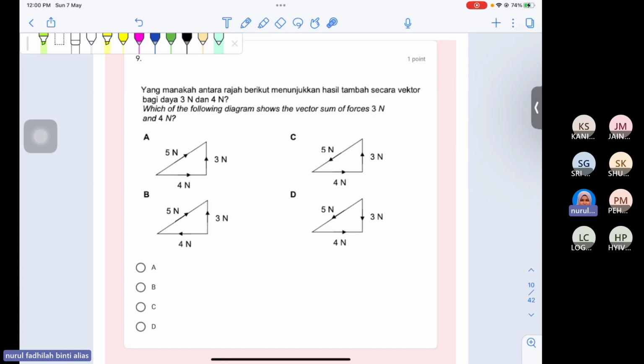So which one is the vector sum of 3 and 4? So what method is this? Method 1, 2 or 3? Method 1? Are you sure? In method 1 we do calculation. Do we need to calculate anything for this one? No, right? Method 2. What is method 2? Triangle method.